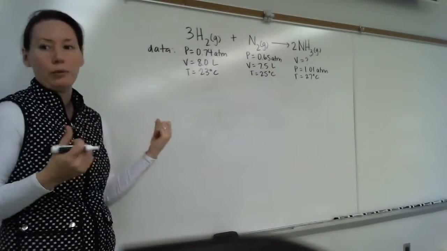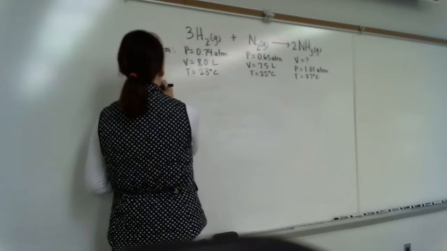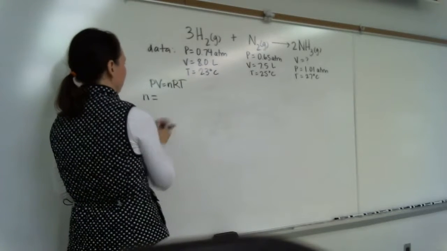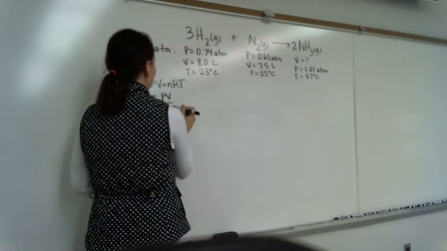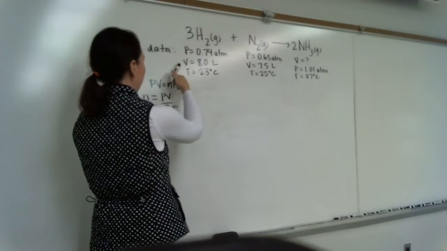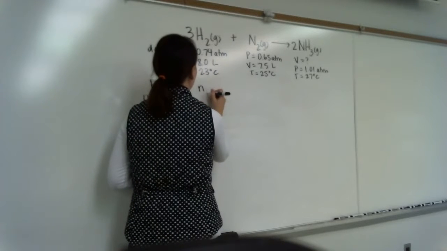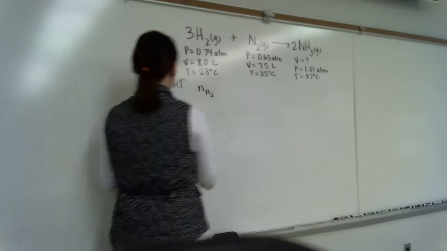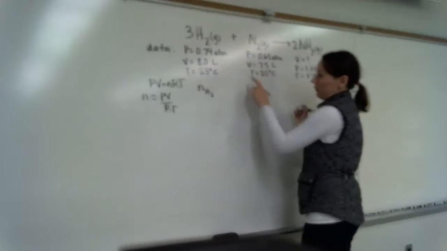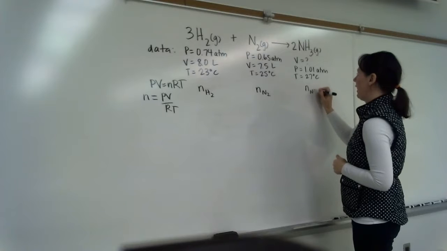Do we have a way of getting number of moles here? Yes. How do we get number of moles? If PV is equal to nRT, then n is just what? PV over RT. Do we have everything we need to do that? We've got P and V, R is constant, and there's T. So we would get number of moles of H2 using PV equals nRT, right? We get number of moles of N2 using PV equals nRT. Then we do our stoichiometry, and that would give us number of moles of NH3.